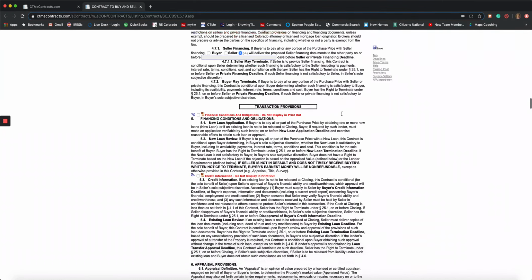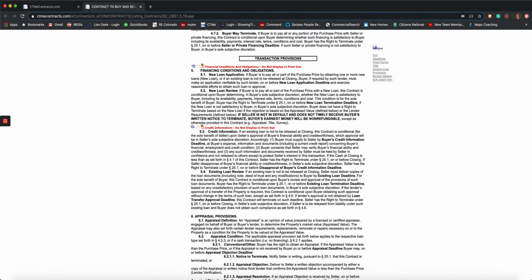Section 5, this section actually correlates to some of the dates and deadlines above. This is where the buyer has the right to terminate the loan as detailed under section 25.1. So you're going to see section 25.1 referenced quite a few times in this contract. That is the clause for someone to terminate based upon that particular clause in the contract.